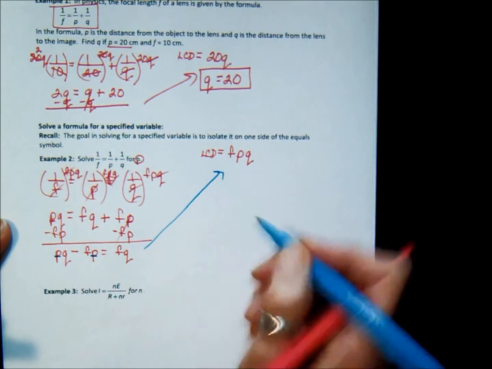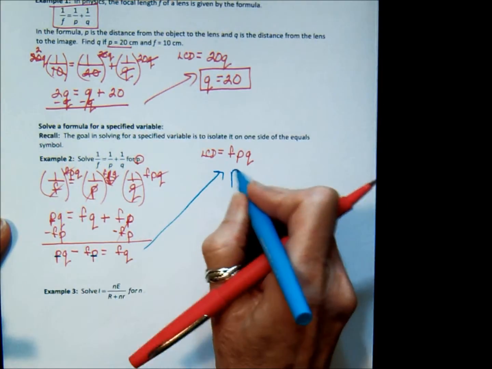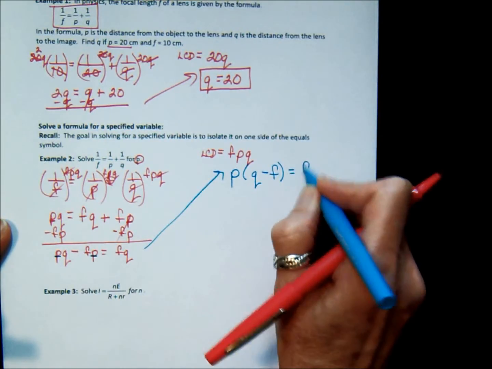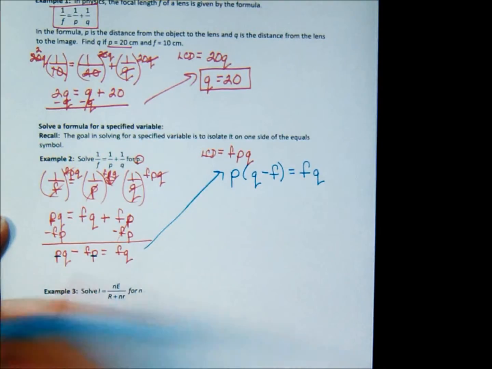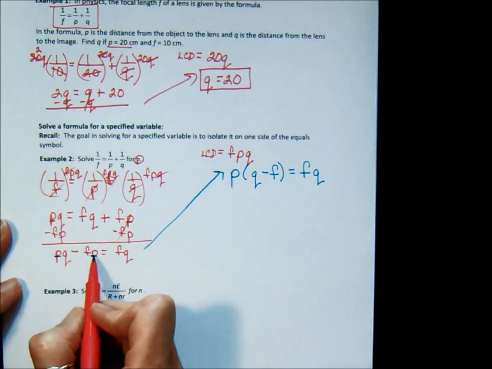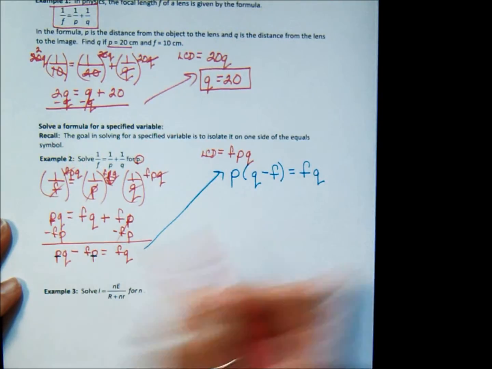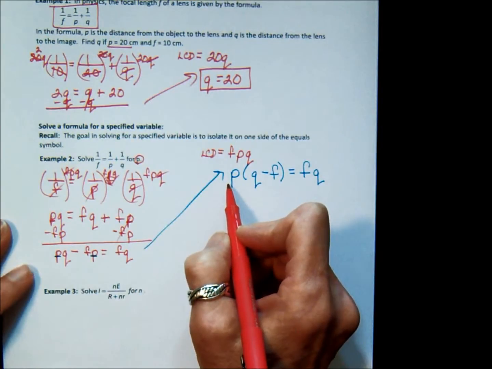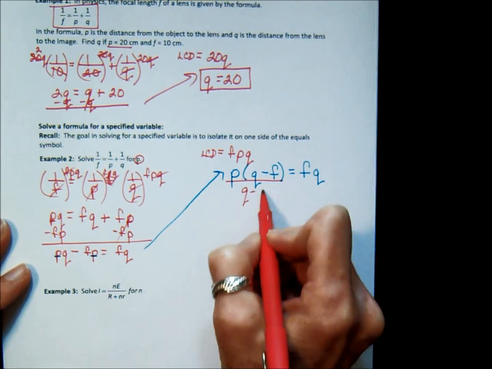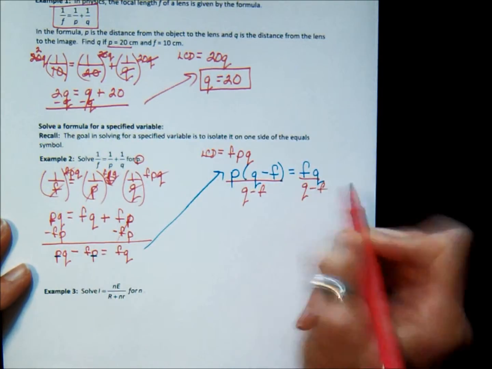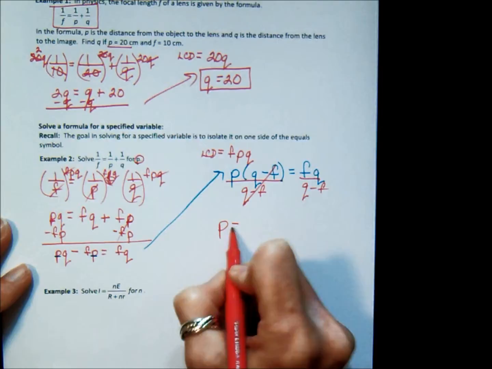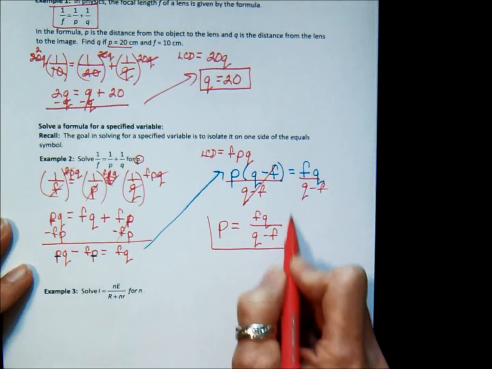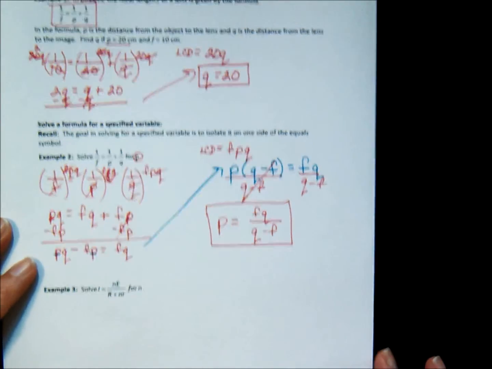If you'll remember, the way that we did that is to factor out the specified variable. What's left is Q minus F equals FQ. So I have just gone from having 2 terms with a P down to just having 1. And that has to happen before you can solve for that variable. Now all that's left to do is to divide by the coefficient of the specified variable. And you get P equals FQ over Q minus F. Solving for a specified variable.